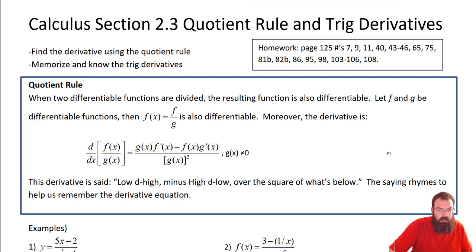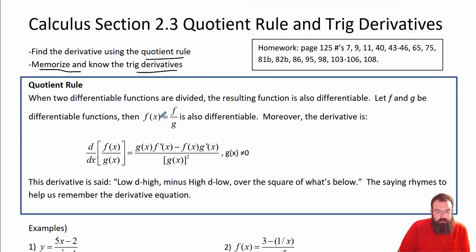This is the next section. What is it? Part of 2-3. I mean, we did 2-3 already, but this is now the quotient rule and the trig derivatives. Your homework's again on the right. We are going to use the quotient rule here. We also have to memorize and know trig derivatives. We talked about sine, cosine, but now we're going to know about tangent, cotangent, cosecant, secant, things like that.